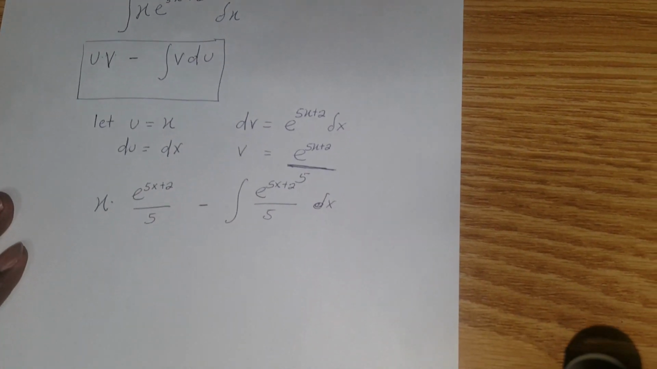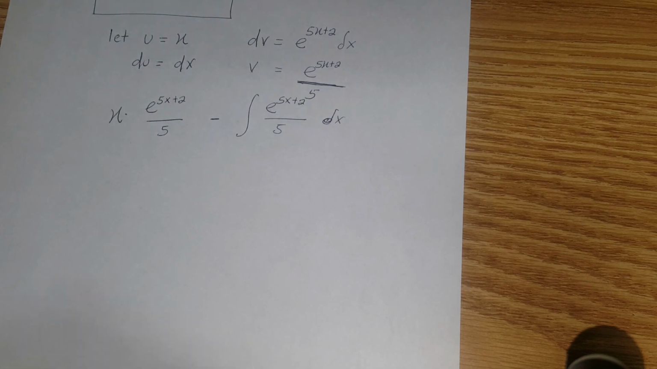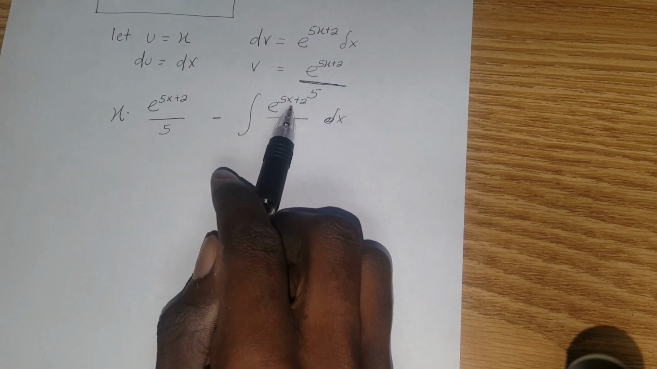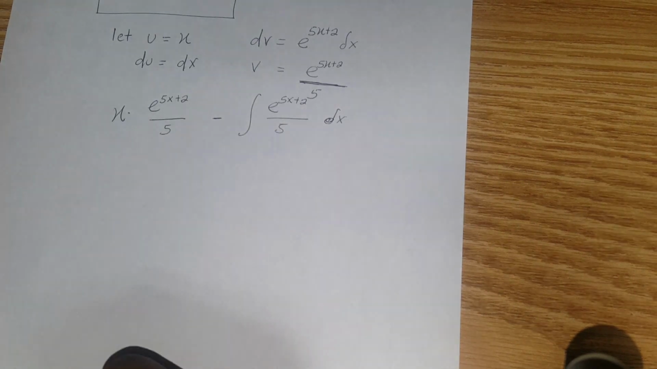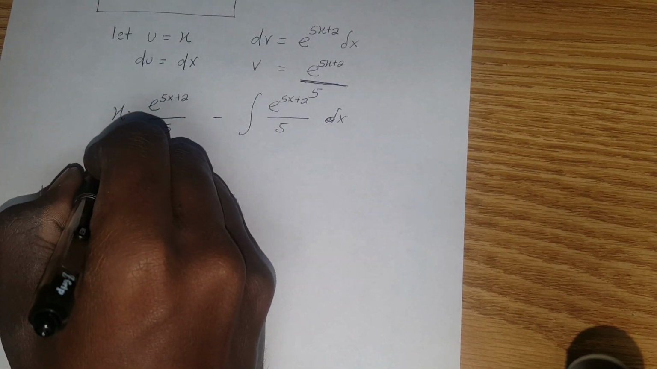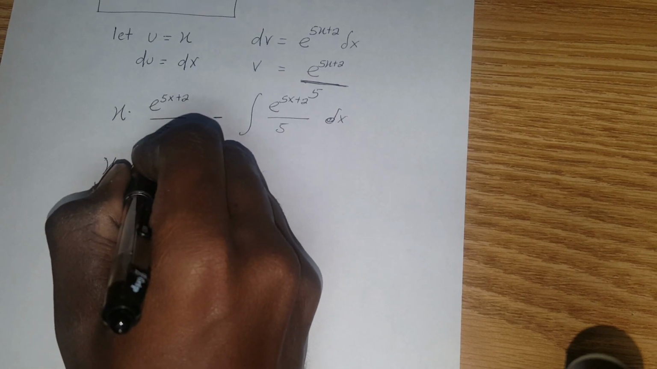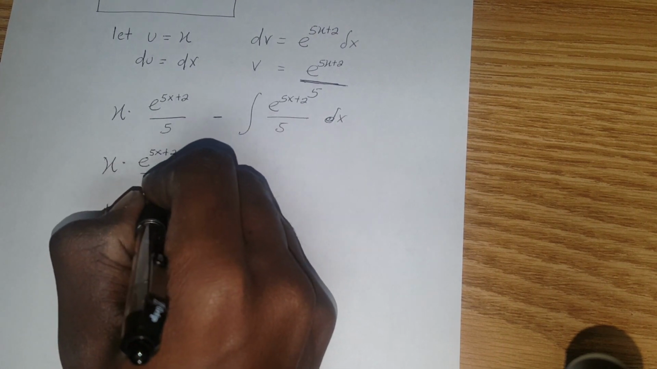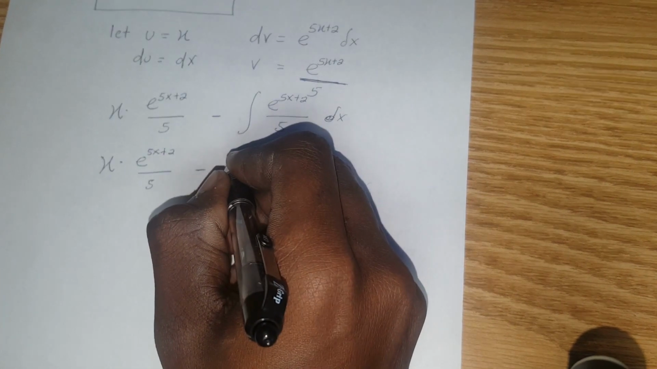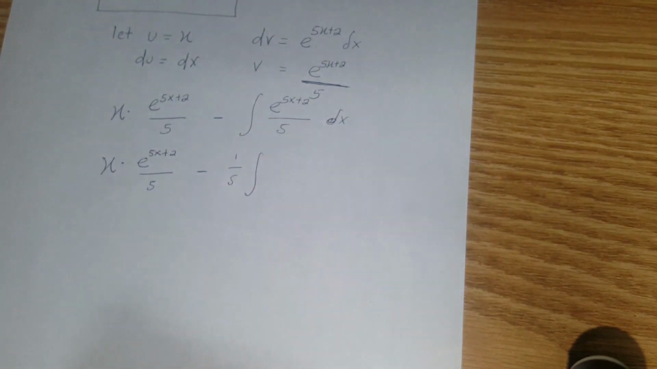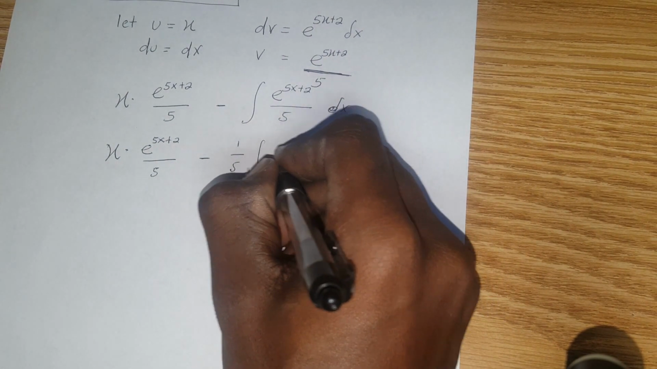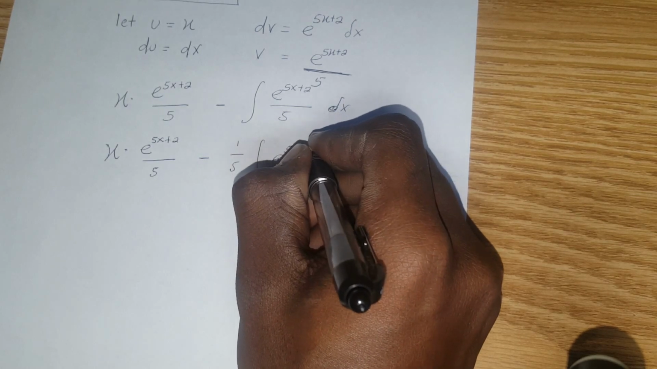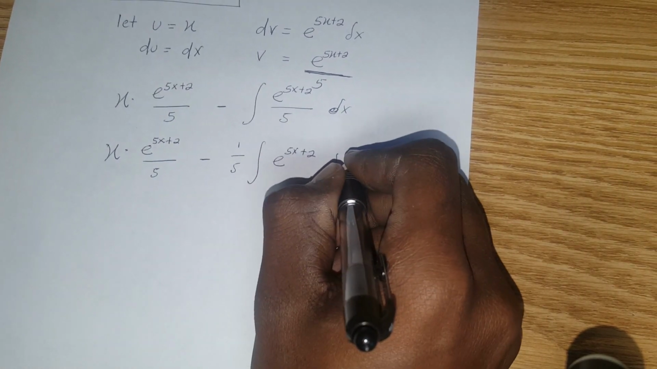Alright, so as we know, we can factor out numbers through our integral sign. So we're going to factor out the 1 over 5 right here out of our integral sign. We repeat our step: x e to the 5x plus 2 divided by 5, minus 1 over 5 of your integral right there, e to the 5x plus 2 dx.